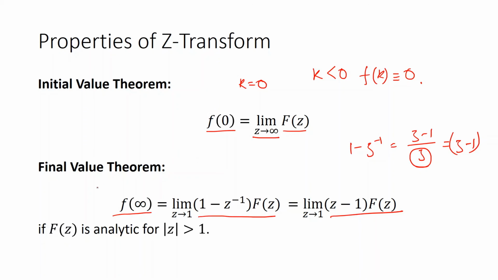There is also a condition that F(z) must be analytic for all mod z greater than 1. So in the region mod z greater than 1, F(z) is analytic. What does analytic mean? It means that for any value of mod z greater than 1, F(z) can be computed. It does not have an undefined value for any z greater than 1.